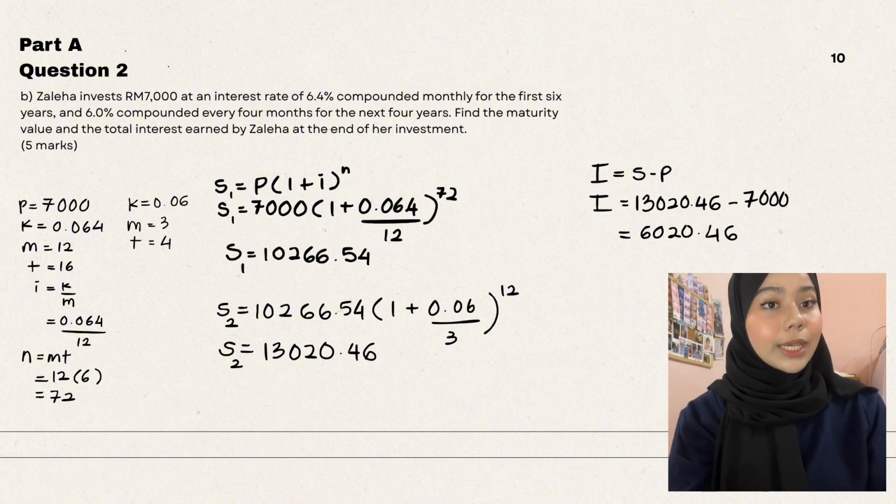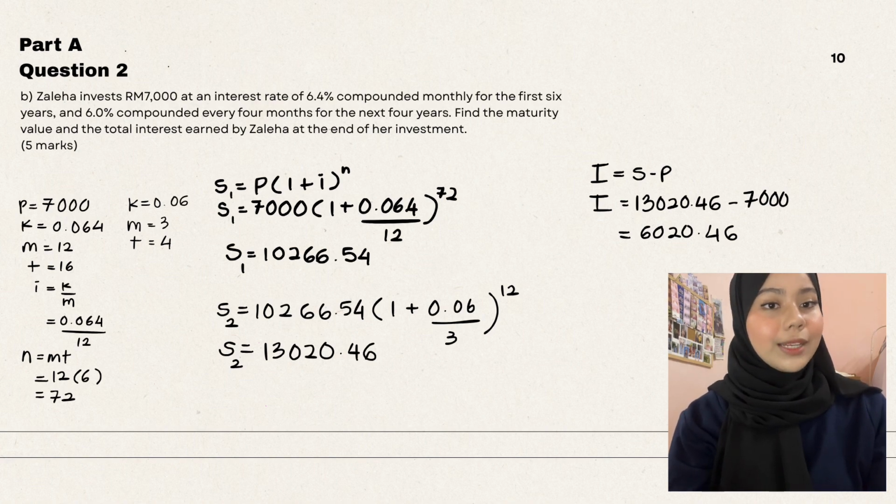Same as before, we take out the number from the question and insert into the formula. First, S1 equal to 7,000 bracket 1 plus 0.064 divided by 12 bracket base 72. Then, S1 equal to 10,260.54. Next, S2 equal to 10,260.54 bracket 1 plus 0.6 divided by 3 bracket base 12. Then, maturity value equal to RM 30,020 ringgit and 46 cents.